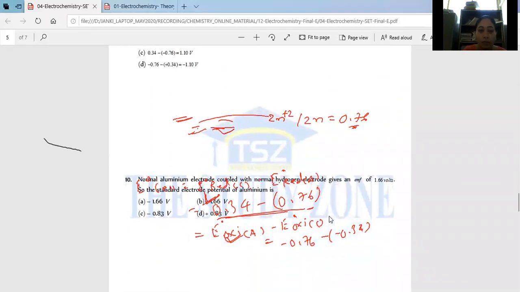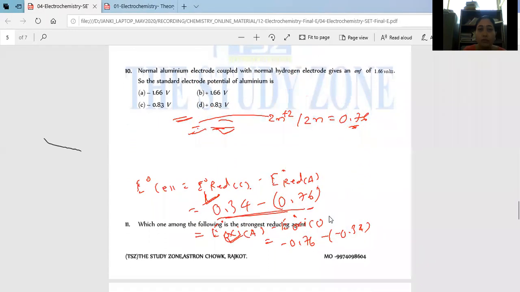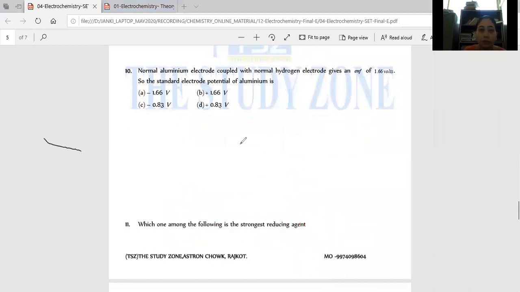Question number 9. Yes, tell me. Answer of question number 10. Quickly, tell me the answer of question number 10, as your question is in front of you. Normal aluminum electrode coupled with normal hydrogen electrode gives an EMF of 1.66. What is the standard electrode potential of aluminum? It means the aluminum electrode is connected with the hydrogen electrode, right? So we need to find out the standard potential of aluminum.